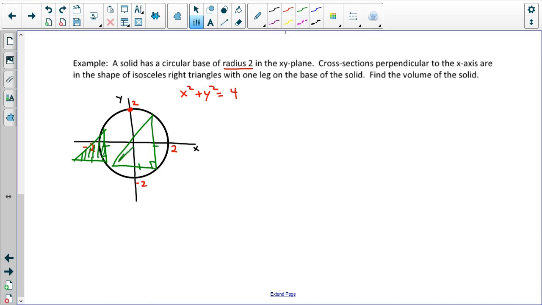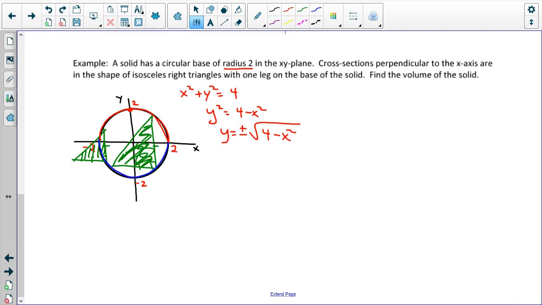So the legs are something that's on the ground. So I'm trying to find these areas, and then I'm going to stack all those areas up and turn it into a volume. And so what I have to do is figure out what the function is. So I'm going to solve this for y. So y squared equals 4 minus x squared. Y equals the square root of 4 minus x squared. But it's important to understand that I have a plus or minus case. So the positive case is what I just traced in red. The negative case is what I'm now tracing in blue.